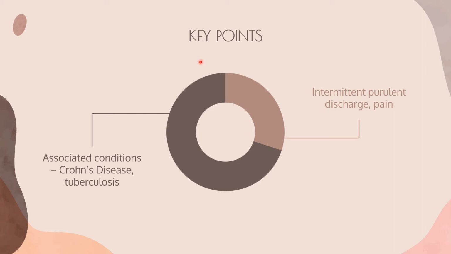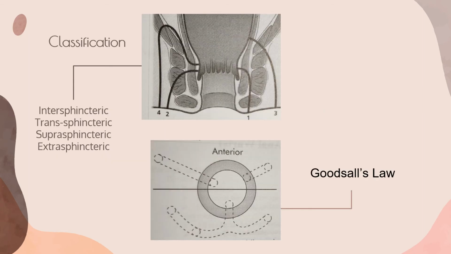Some key points associated with anal fistula: a history of chronic recurrent anorectal abscesses and fistula raises the possibility of Crohn's disease and tuberculosis. And of course, the clinical features include intermittent purulent discharge and pain in the patient. It is essential to learn about the classification of the anal fistula and its associated Goodsall's law.